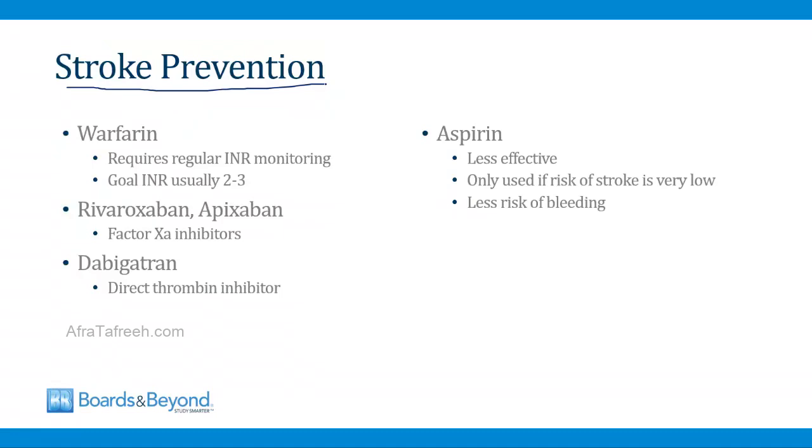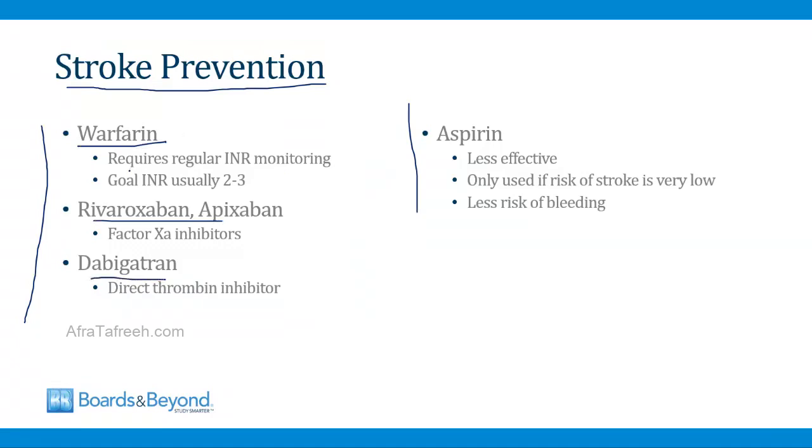Generally, patients with AFib are either prescribed an anticoagulant, which is one of these drugs on the left side of the screen, or aspirin. And in a minute, we'll talk about how you decide which type of drug to give to the patient. In terms of anticoagulants, there are three options: warfarin, rivaroxaban and apixaban, and dabigatran. Let's talk about each of them one at a time.